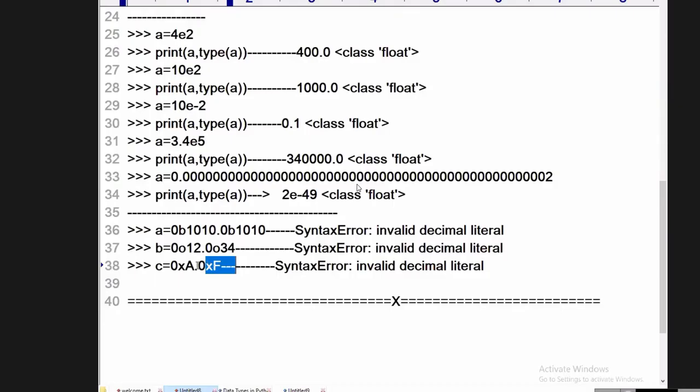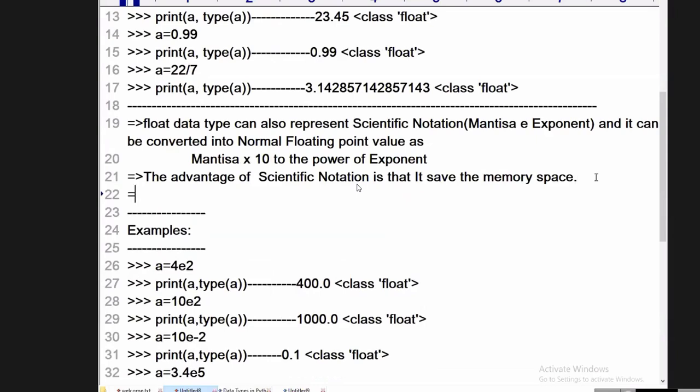Fine. Coming back to the point, I would like to write it here. The float data type never supports, never stores what? Number systems data. Never stores number systems data. So float data type never stores the number systems data directly. It won't store it. Right.